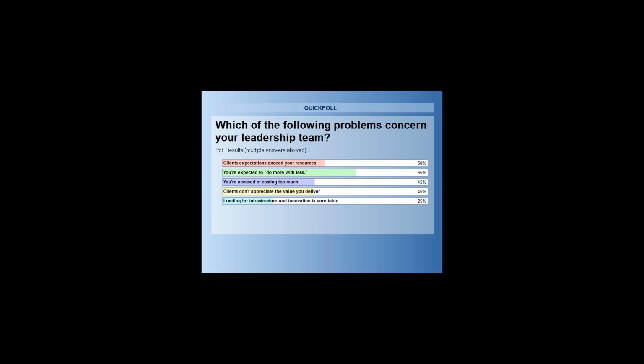So A and B are the big ones. Not surprising. I see this all over. Clients expect more of us, and it's our fault when we can't deliver infinite service on a fixed budget. And that do more with less. Can you really do more with less, folks? Well, sure, if you've got people sitting around wasting time and money, you just tell them to stop wasting time and money and you do more with less.